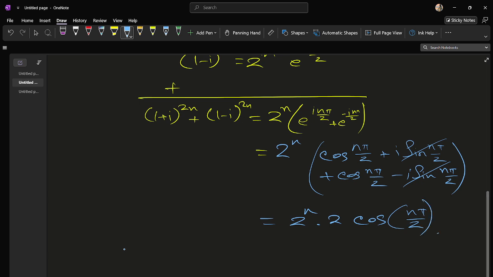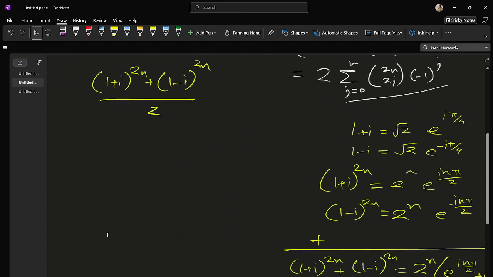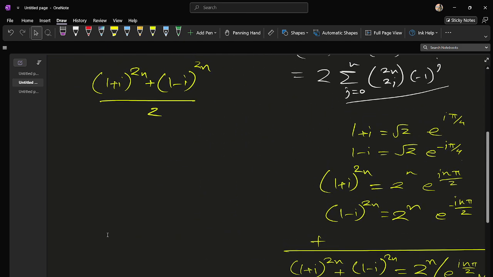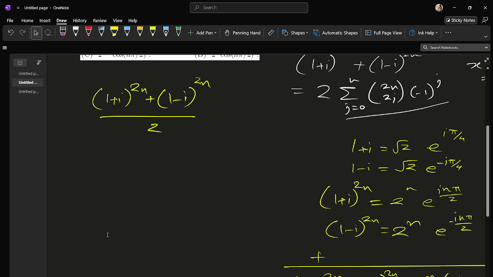So 1 plus i to the power 2n plus 1 minus i to the power 2n, divided by 2, equals 2 to the power n cos n pi by 2. And 1 plus i to the power 2n plus 1 minus i to the power 2n, divided by 2, equals the given expression, that is summation j runs from 0 to n of minus 1 to the power j, 2n chooses 2j.